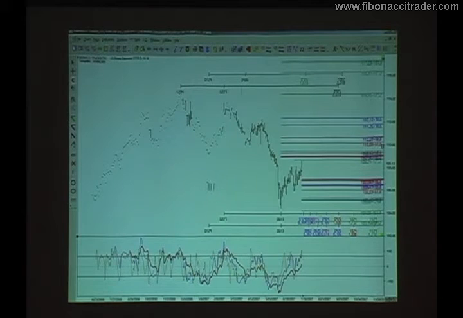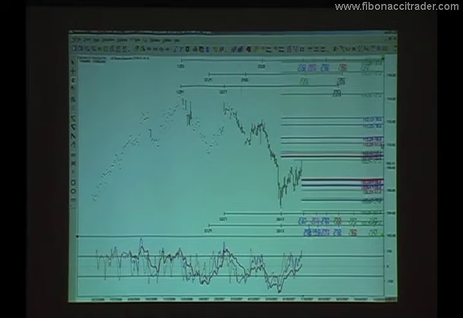Low to low, let's see. I know it's really fascinating watching me do this, but hopefully you're playing with it yourself. Okay, I have a 723, 726, 724.